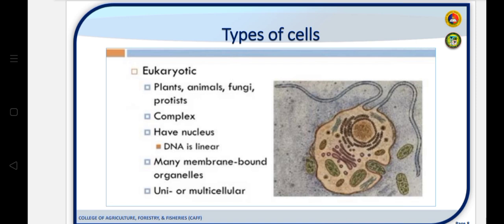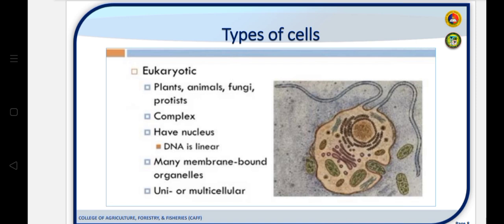Eukaryotic cells have a nucleus, and the nucleus stores the DNA. Their DNA is linear, not like the prokaryotic cells in which their DNA is circular. Remember, the DNA of eukaryotic cells is linear and not circular. Eukaryotic cells also have many organelles such as mitochondria, chloroplast, and the endoplasmic reticulum. So they have membrane-bound organelles.